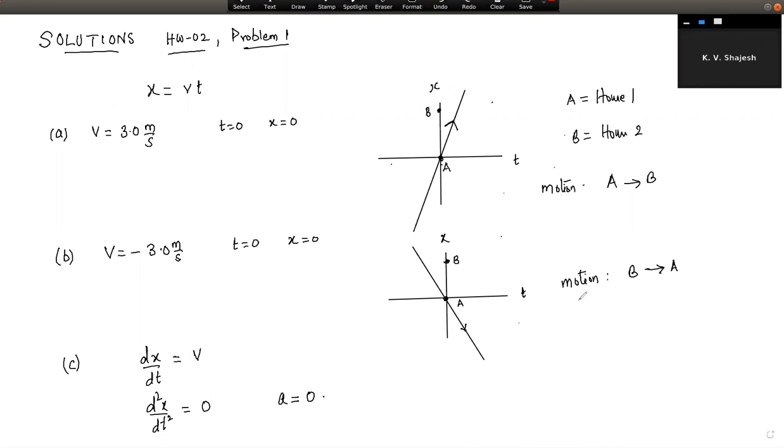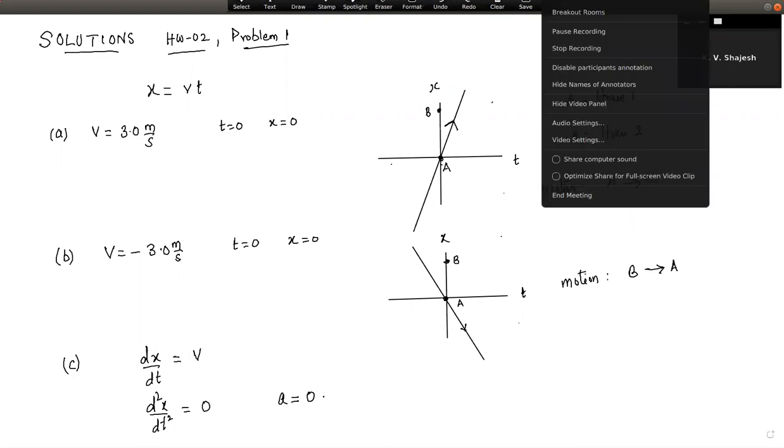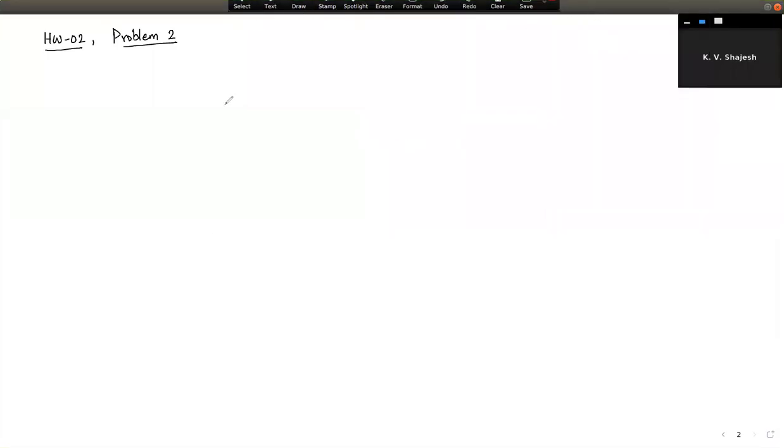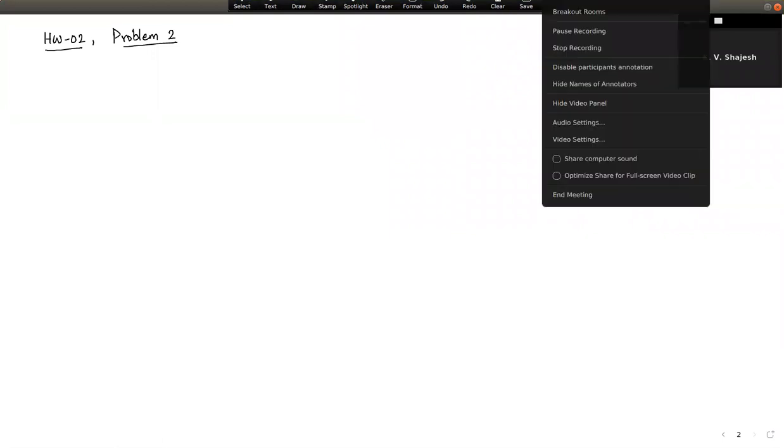And let me pause for a moment before I start problem 2. Let me start problem 2 in the homework. So it is getting recorded, yes.